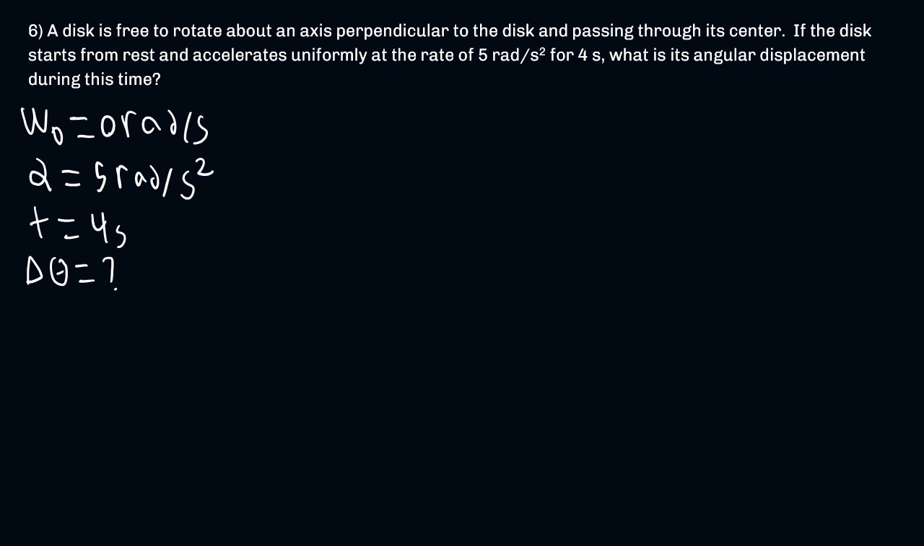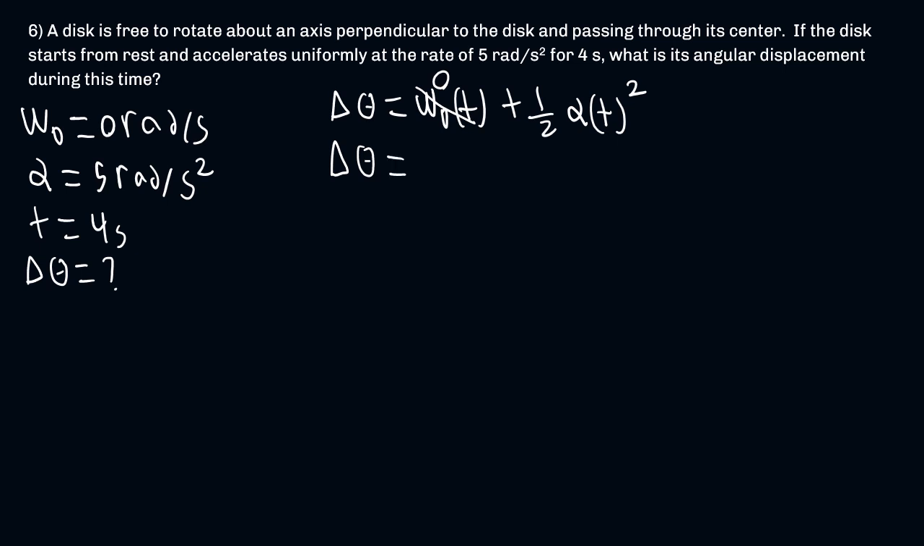And that equation is going to be my displacement equation. So change in position is equal to the initial angular velocity times time plus 1/2 alpha t squared. I have an initial velocity of 0, so this whole part's going to go away. I'm looking for my displacement. Change in theta is equal to 1/2 the acceleration, which is 5 radians per second squared, times the time squared, so that's 4 seconds raised to the second power.